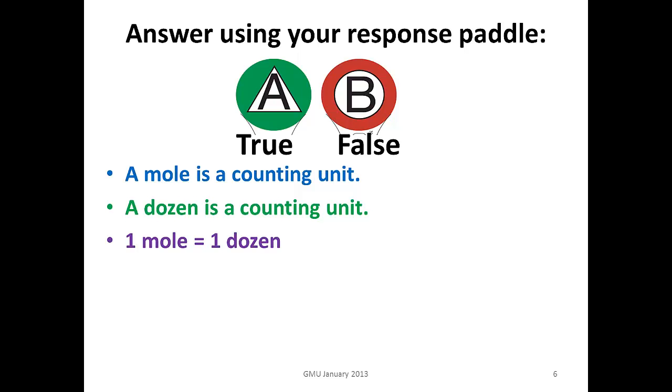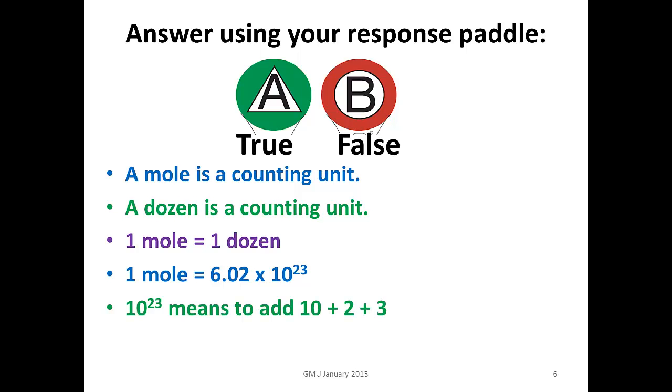1 mole equals 1 dozen. Paddles up. That's false. 1 dozen is 12, and 1 mole equals 6.02 times 10 to the 23rd. They don't equal each other. 1 mole equals 6.02 times 10 to the 23rd. Paddles up. That's true. Paddles down.